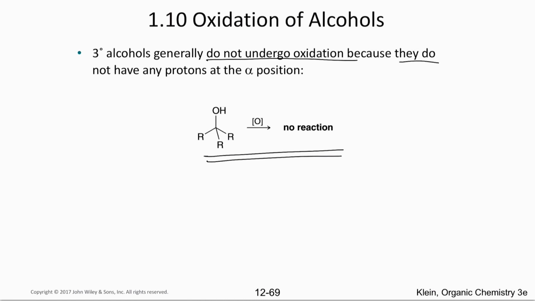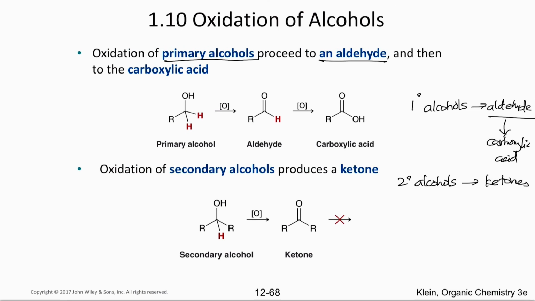The main reason they do not undergo oxidation is because they do not have any protons. The carbon needs to have a proton, but notice that the proton on the oxygen is not connected to the carbon. Oxidation only happens to the carbon, not to the oxygen that's attached. So remember that position: at the alpha position there is no proton, so that's why they cannot undergo any oxidation.